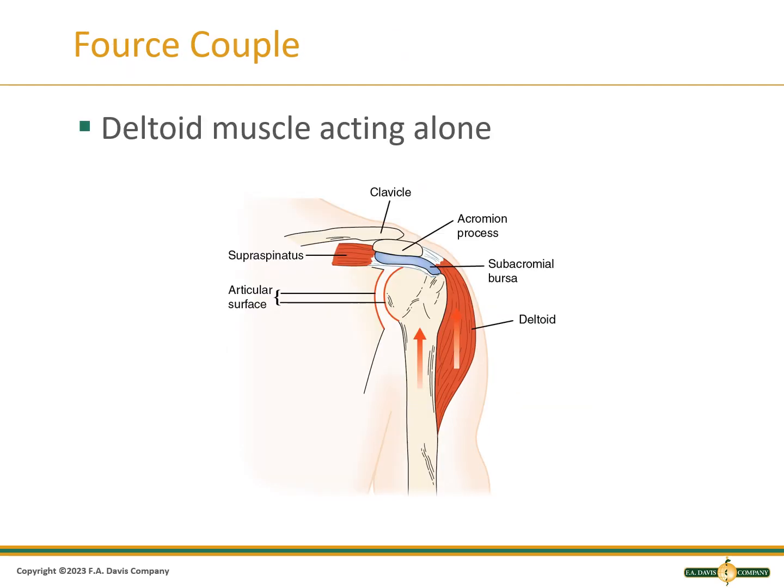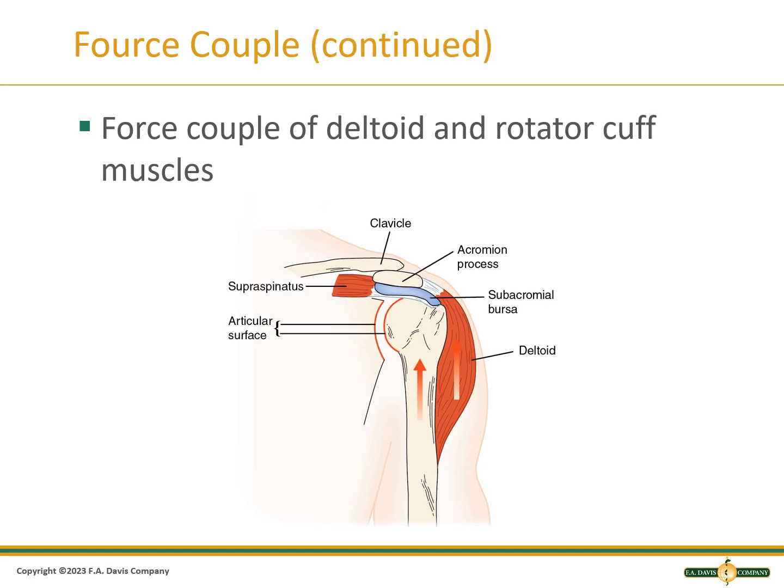In order to have good shoulder abduction, we have to have a force couple between our deltoid and our supraspinatus. And so this is what we're talking about in this picture here. If the deltoid muscle were acting alone, we would have superior movement of the humerus compressing the articular space and not allowing for the roll and glide that we need for abduction.